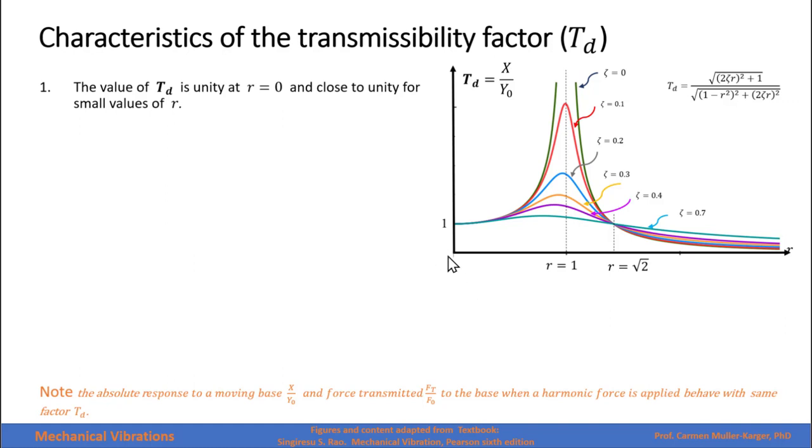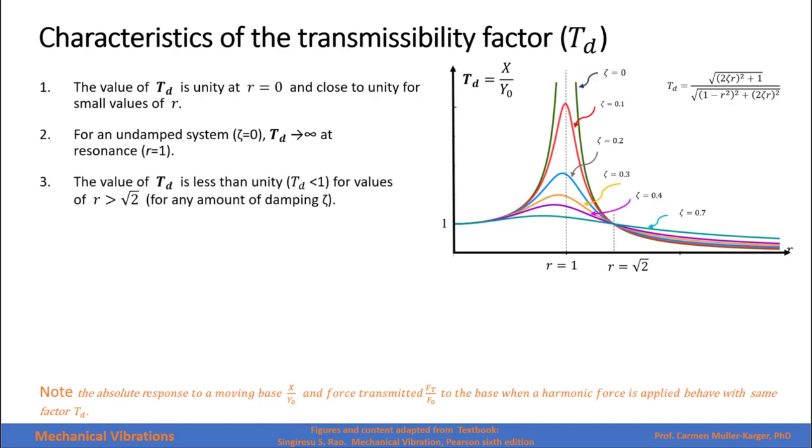When we have no frequency, it means that the frequency ratio r is equal to 0. The transmissibility factor, or in this case, the displacement transmissibility, is equal to unity for zeta equal to 0, which is this green curve. For r equal to 1, the displacement transmissibility goes to infinity.